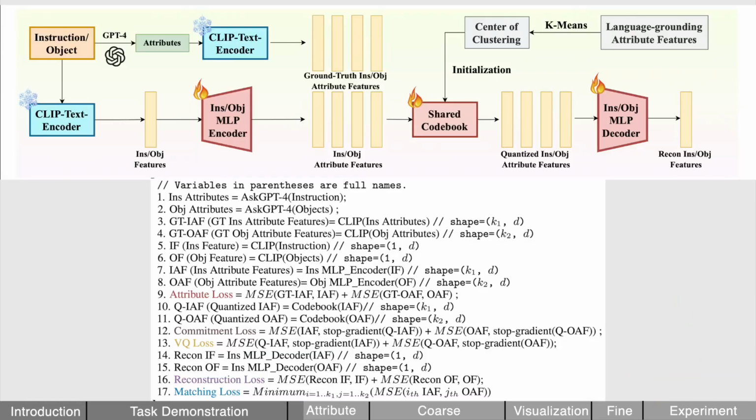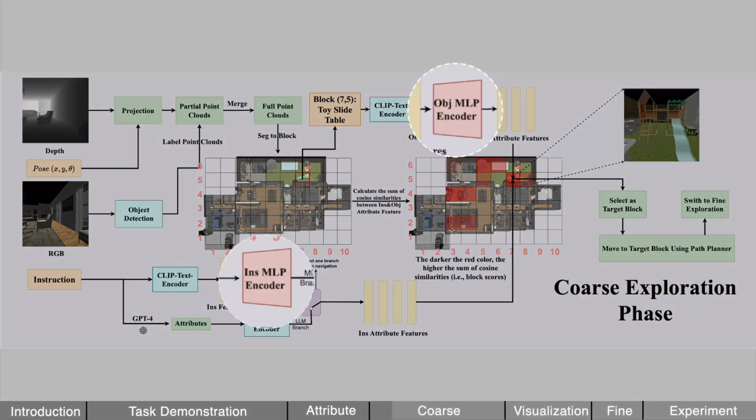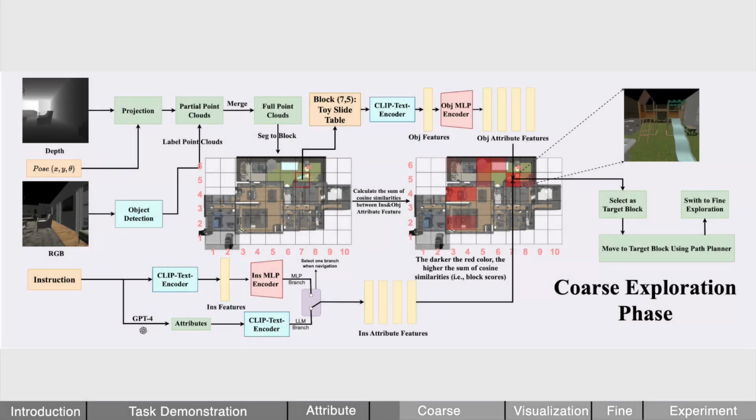For this task, we will introduce our coarse-to-fine attribute-based exploration agent. To train the attribute model, we propose 3 kinds of losses. Attribute loss is for the instruction MLP encoder to fit ground truth attribute features. Matching loss directly aligns the instruction attribute feature with the object attribute feature. VQ loss, commitment loss, and reconstruction loss indirectly guide the instruction and object attribute features into the shared codebook, aligning these 2 attributes. The function of the attribute model is to map a demand instruction or an object category to several attribute features that are in the shared attribute feature space.